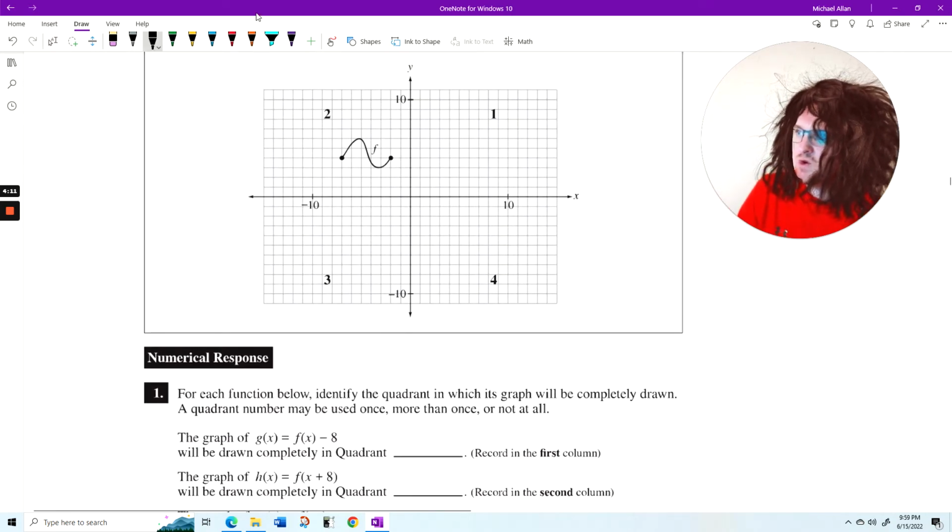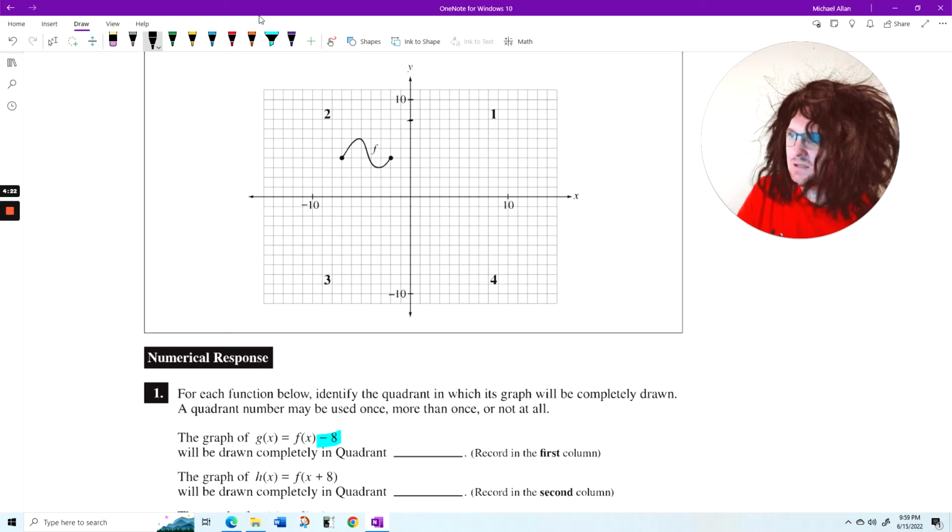For this one, we're moving it down 8 units. That's a vertical translation down 8 units. I'm going to take this max here. It goes up to 10, so it's 8 here. Right now, 1, 2, 3, 4, 5, 6. If I move this max point down 8 units, it's going to be down here somewhere. This is going to be 4, and then it's going to move down another 4.